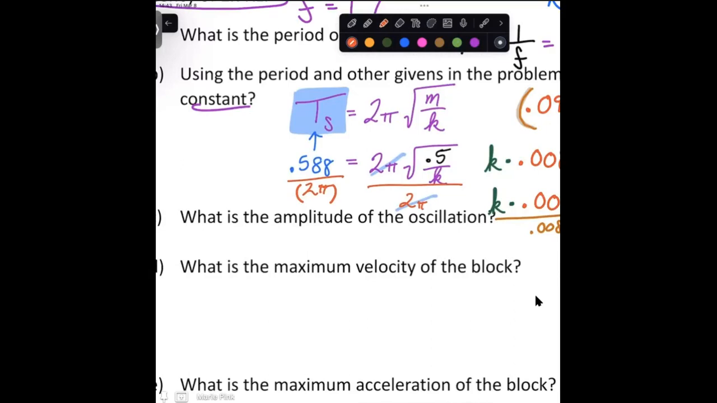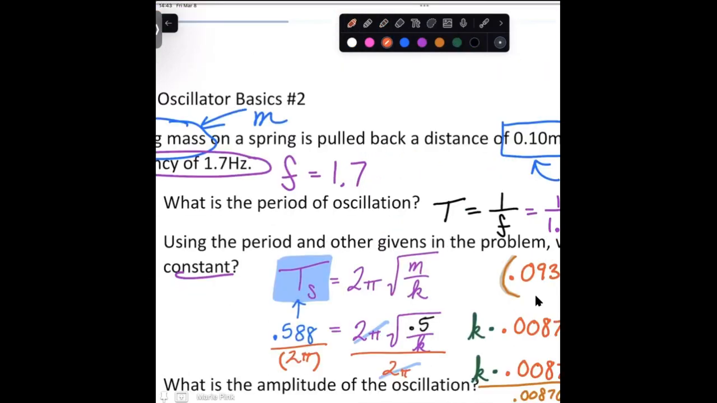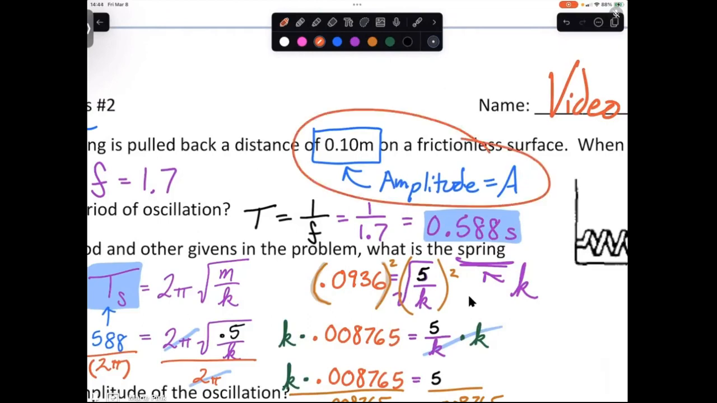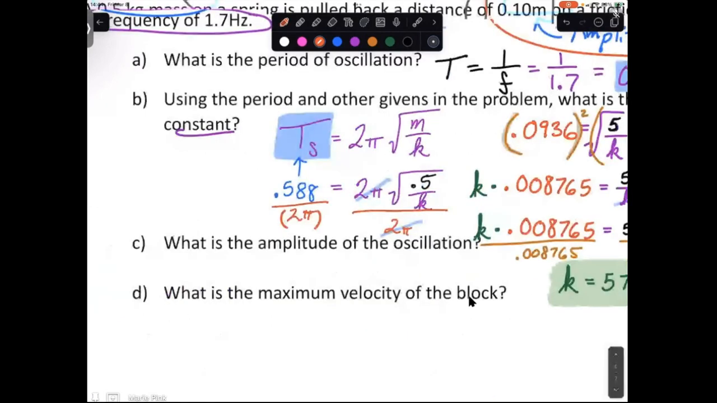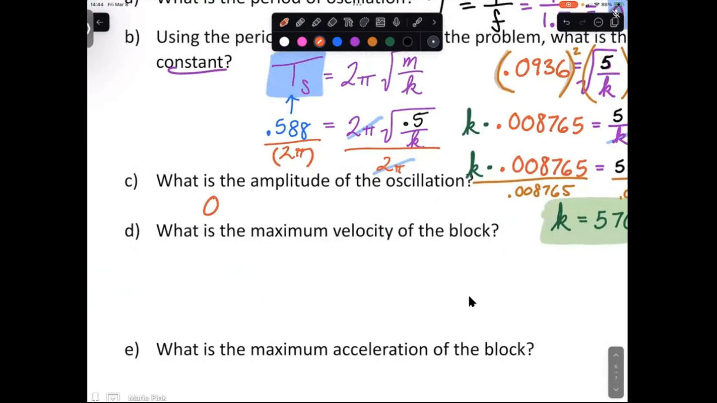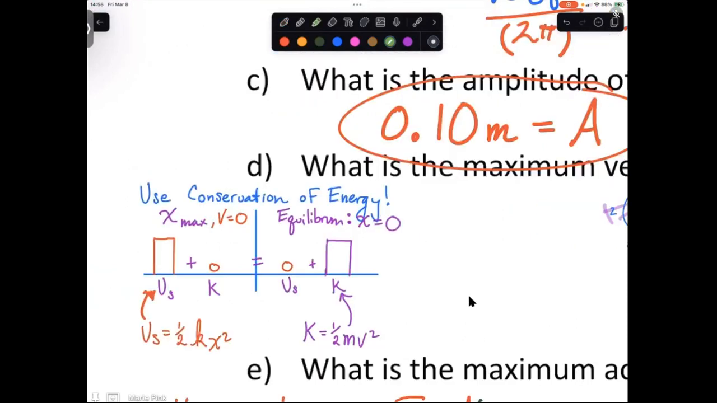Well, the amplitude is just how far this goes from equilibrium. And that was actually given right here in the problem. It told you that it was 0.10 meters. So that's all we need to do. In part D, it's asking for what the maximum velocity is.